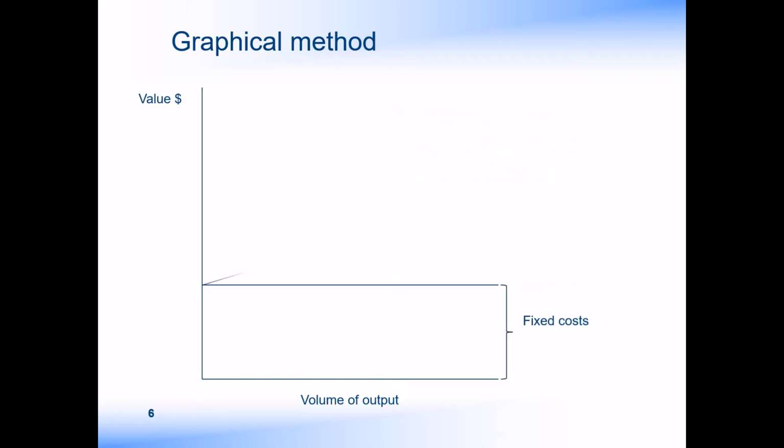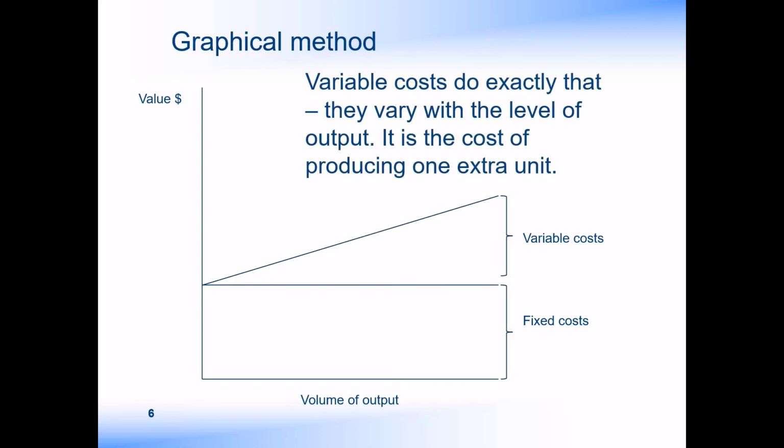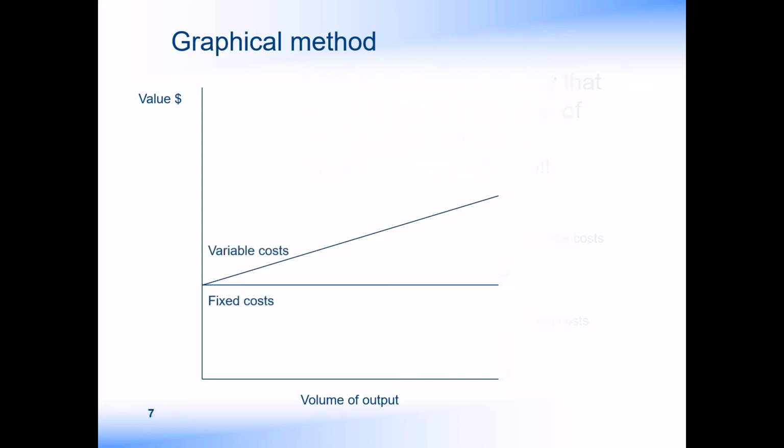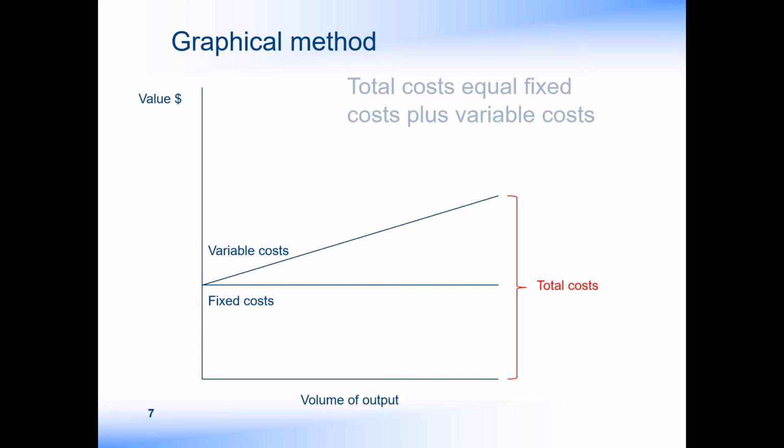Now let's plot the variable costs. Variable costs do exactly that. They vary with the level of output and represent the cost of producing one extra unit. As each unit costs the same to produce, the cost line rises in a linear pattern as output increases. A typical example would be the cost of materials. This also produces a total cost line, as we have added the variable costs on top of the fixed costs. This indicates that the total costs at any given level of output equals the fixed costs plus the variable costs.